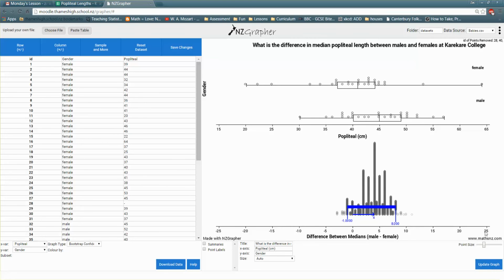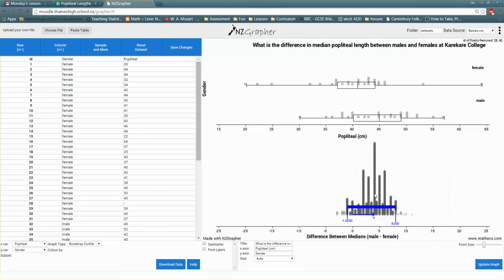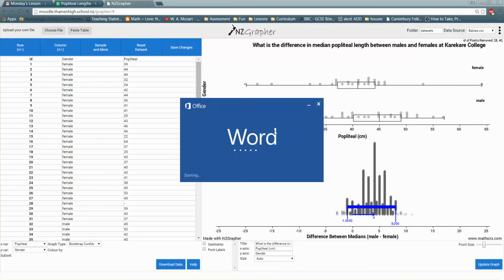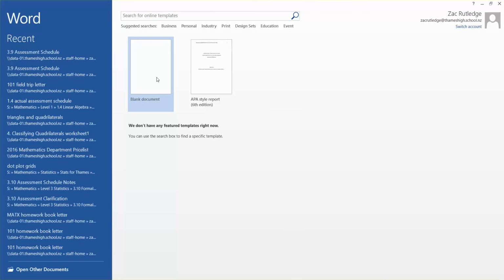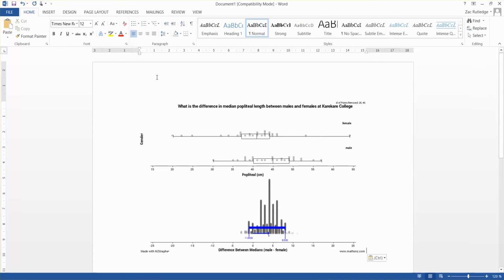Alright, so once you've got your graph there, it's got a good title, the units are set, then we are going to copy that image, and I'm going to put it into a Word document just so that I can write on it, but you'll do it in a Google Doc probably. Okay, and here it is.